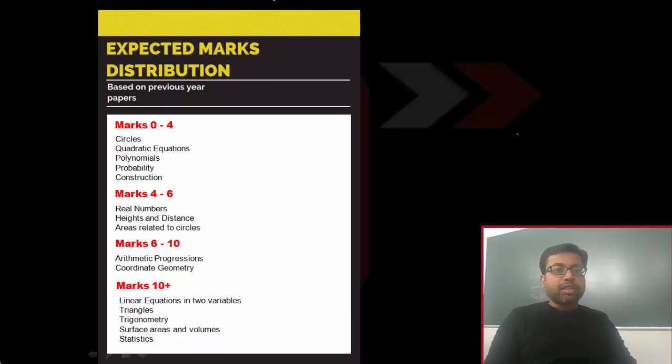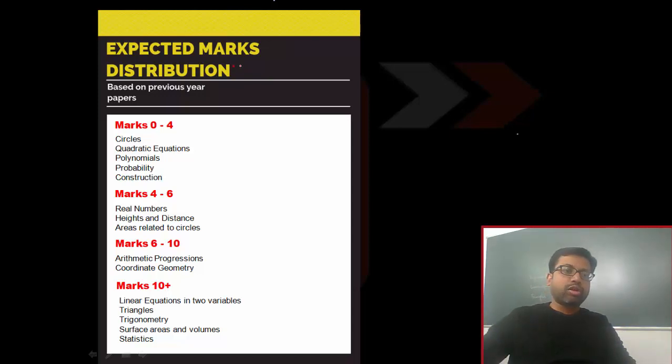Now, the expected marks distribution. Based on the analysis of the previous year papers, we have analyzed probably the last 10-15 year papers, and we figured out that there are a few chapters from which 1 to 4 mark questions are asked. There are chapters from which 4 to 6 mark questions are asked. There are chapters from which 6 to 10 mark questions are asked, and there are chapters from which 10 plus mark questions are asked. Again, when I say 10 plus marks, I include the optional questions as well. So this is how they are distributed.